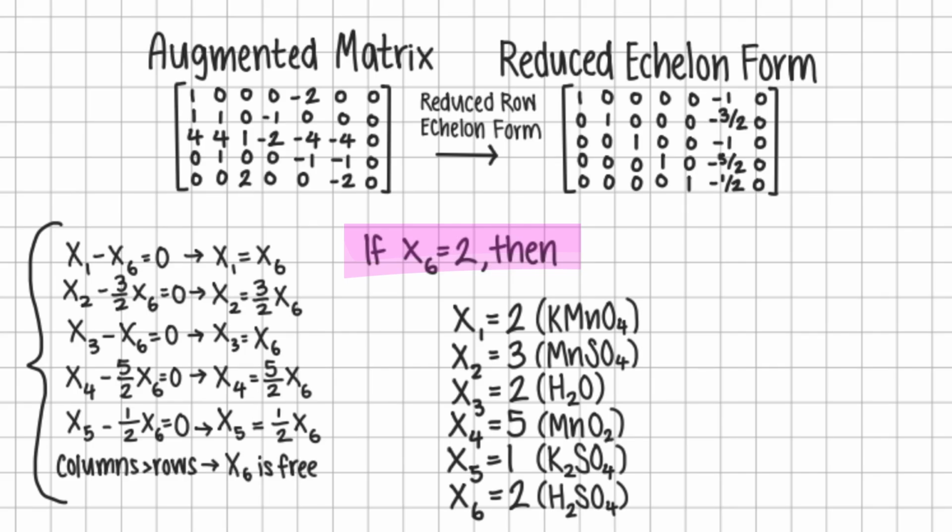From this perspective, stoichiometry is really about ratios, which is why multiplying a solution by any constant still works. Chemistry textbooks choose the smallest whole number solution, but mathematically they're all valid. If we do choose the smallest whole number solution, we can set x6 to 2 to cancel the denominator of some of the solutions, getting us the smallest whole number solution set.